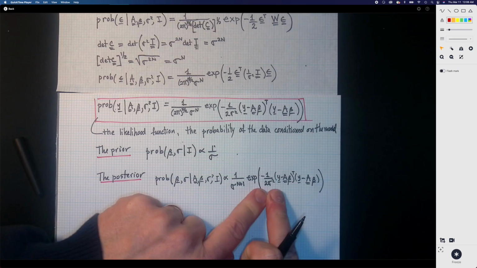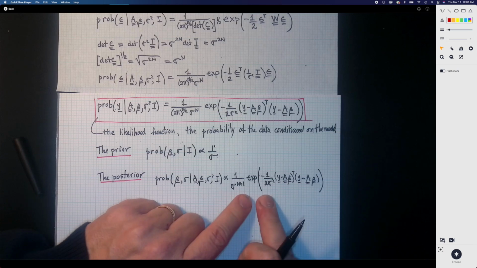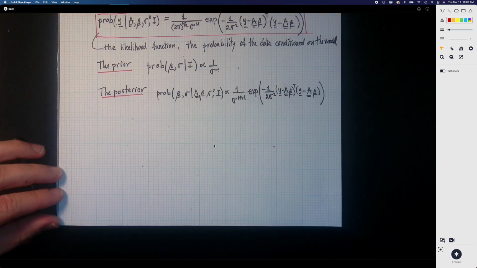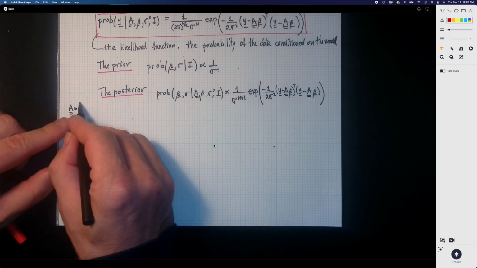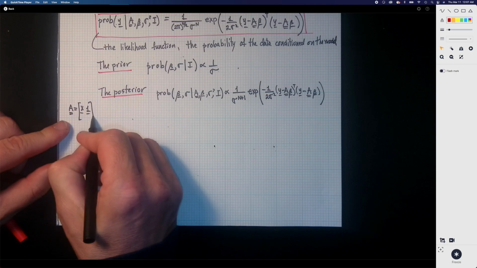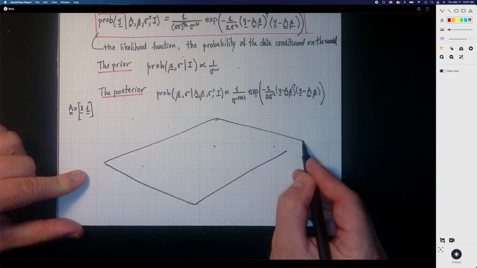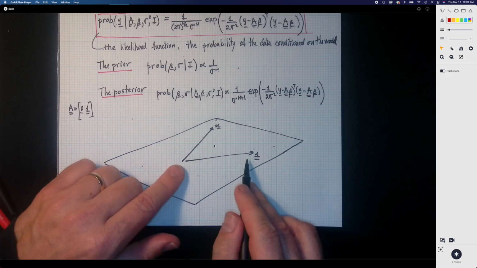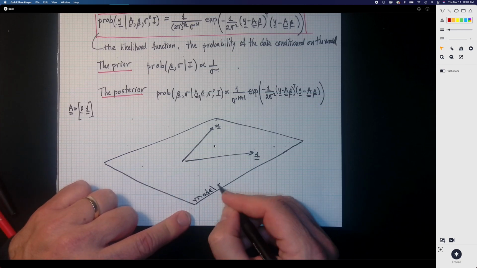Okay, and now I'd like to talk a little bit about the geometry of this quantity that we see inside the exponential. Remember that A is a matrix whose columns are the two vectors x and 1. With these two vectors I can make a plane, and I can draw the two vectors. These two vectors live in the plane. We call this plane the model space.